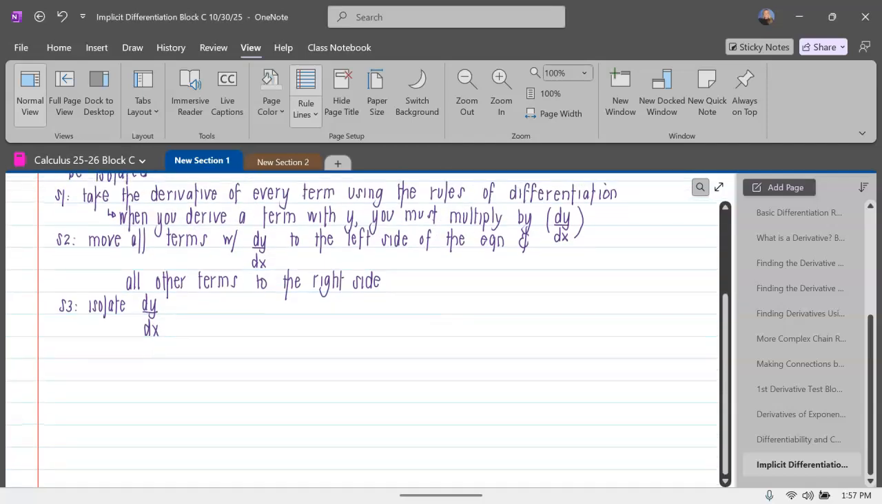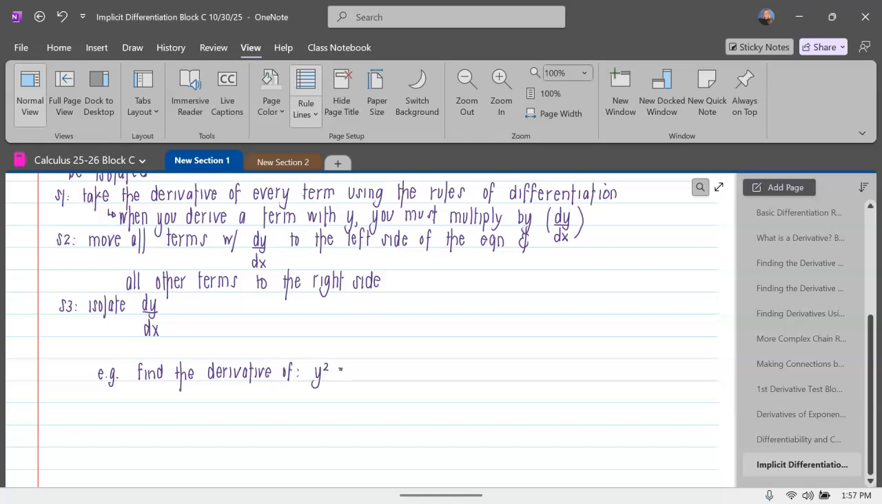Okay, so let's do our first example together. All right? I want us to find the derivative of y squared equals 2x plus 3y. All right, so the first step, we're going to find the derivative of every term. So we have a term of y squared. What would the derivative of y squared be? 2y. Excellent. But because we took the derivative of y, we have to multiply by dy dx.